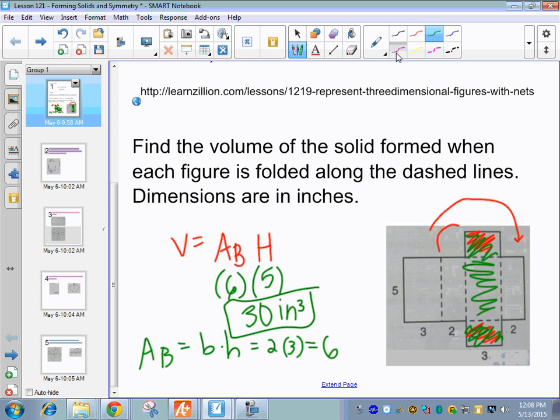Okay? If you want to do this as the base, what would you do for base times height? 5 times 3. And then what would the height of the figure be if you set that on the bottom? 2. Good. So you can do it that way.